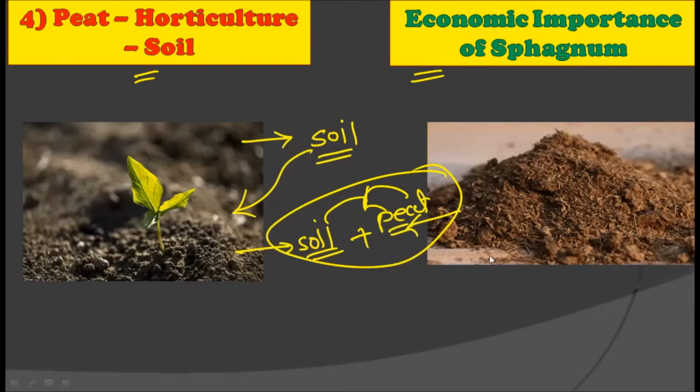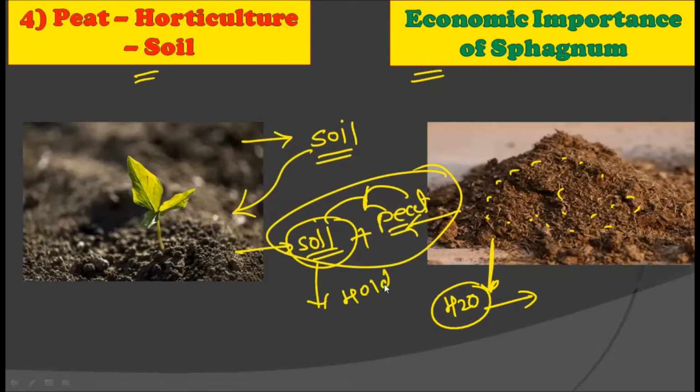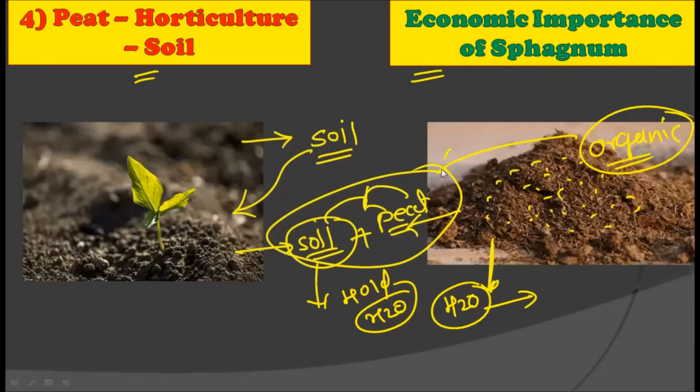Now, what is the reason behind this? As you know, the peat has a high moisture holding capacity. This peat increases the soil's capacity to hold water, and due to this, with more water, plants grow luxuriantly, right? Not only this, this peat is also the source of many organic chemical compounds, and all these organic compounds help in the growth of the plant. So, in horticulture, peat is mixed with the soil in order to grow the plants in a better way. All right.